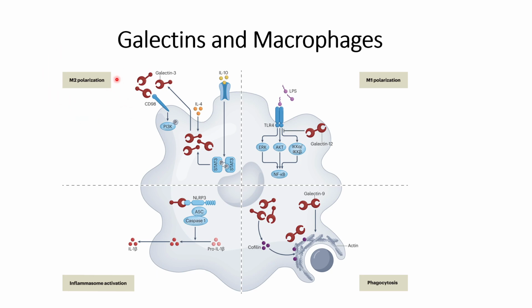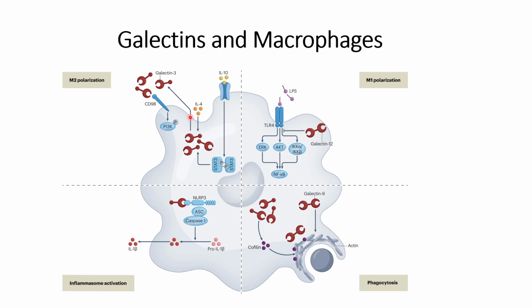What happens in M2 polarization is that galectin 3 helps in moving the cells towards M2 polarization. One approach is that interleukin 10 induces the phosphorylation of STAT3, and this phosphorylation triggers galectin 3 formation. This galectin 3 interacts with CD18 and triggers PI3K phosphorylation, and that helps the cells move towards M2 polarization.